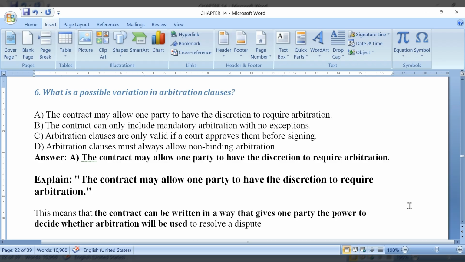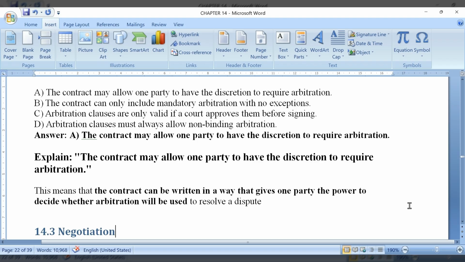Answer: A. The contract may allow one party to have the discretion to require arbitration. Explanation: the contract may allow one party to have the discretion to require arbitration.